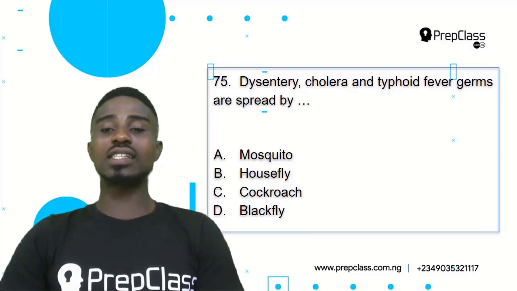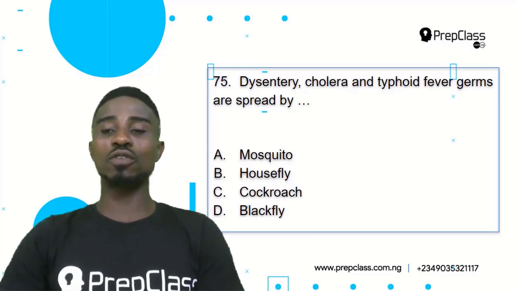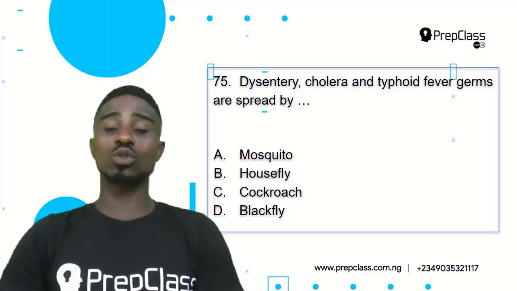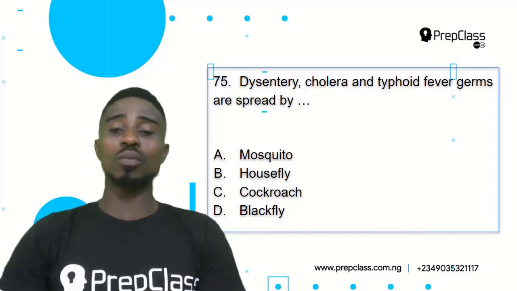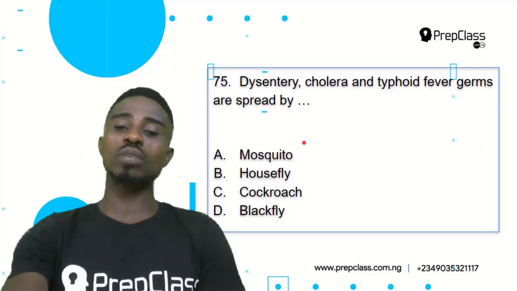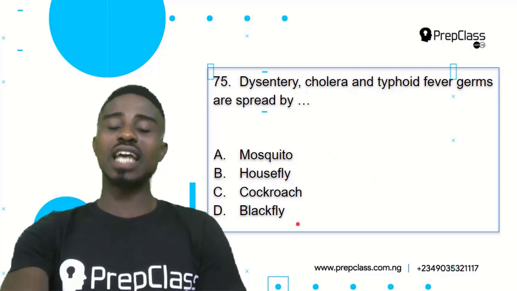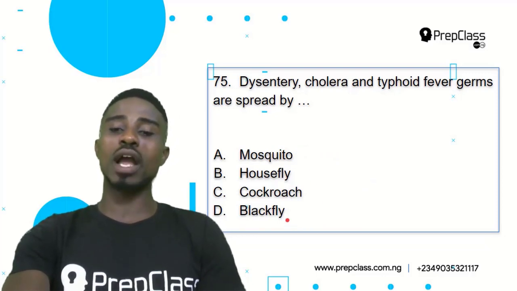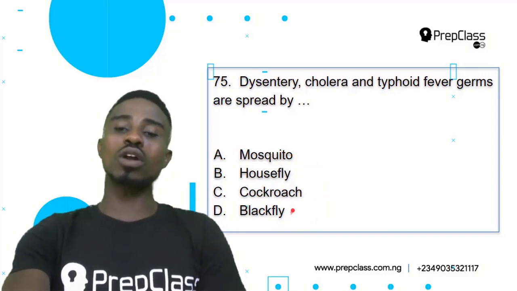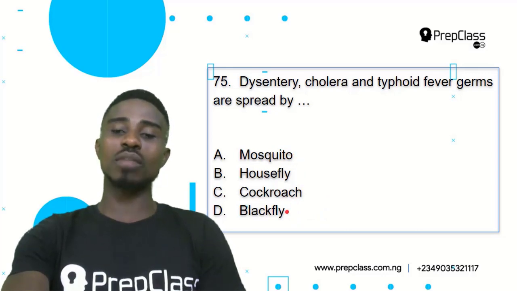Question 75. Dysentery, cholera, and typhoid fever germs are spread by A, mosquito, B, housefly, C, cockroach, D, black fly. For us to carefully select the correct answer, we need to analyze all of the options and see which one best answers our question. Now, in looking at all of these options, you agree with me that they are all vectors. That means they are carriers of disease-causing microorganisms. They carry microorganisms that cause diseases. So which one of these vectors carries microorganisms that cause dysentery, cholera, and typhoid?